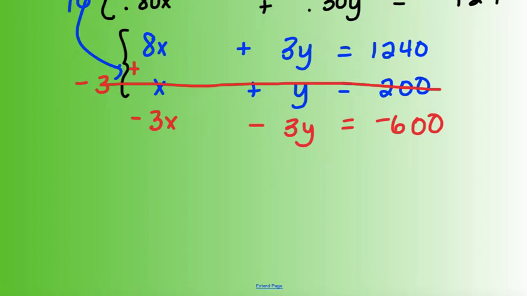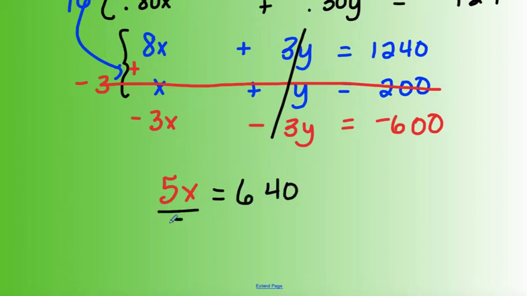Let me extend the page a little bit. So that's going to give me 8x plus a negative 3x gives me 5x. The 3's are going to get eliminated, and then I get 1240 minus 600, which is 640. I divide each side by 5, and I get x equals 128.